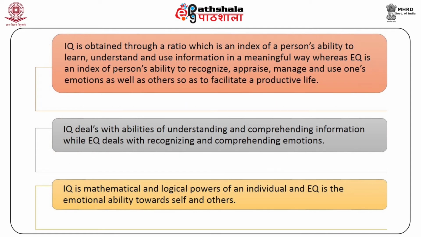IQ is obtained through a ratio which is an index of a person's ability to learn, understand, and use information in a meaningful way, whereas EQ is an index of a person's ability to recognize, appraise, manage, and use one's emotions as well as others' so as to facilitate a productive life. IQ deals with abilities of understanding and comprehending information, while EQ deals with recognizing and comprehending emotions. IQ is mathematical and logical powers of an individual, and EQ is the emotional ability towards self and others.